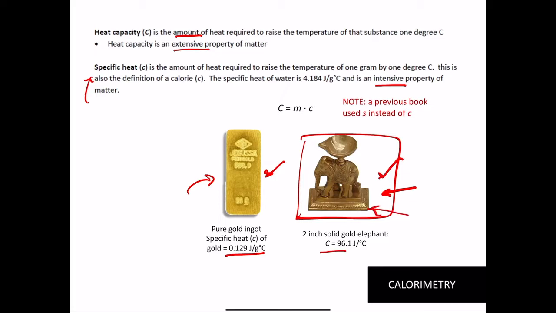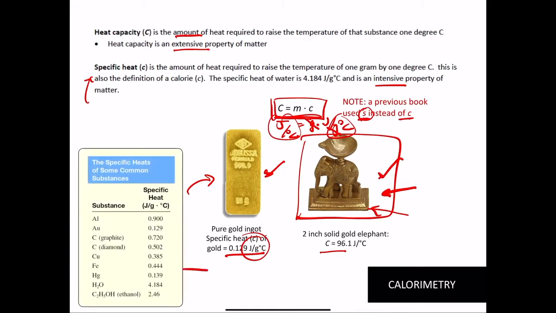And the relationship is big C equals mass times little c. The units of heat capacity are joules per degree C, and if you multiply mass, which is grams, times the units of specific heat, joules per gram degree Celsius, the grams cancel, and you end up with the same thing. So this is the relationship between the two. You might have seen that sometimes specific heat shows up as an S instead of a little c.